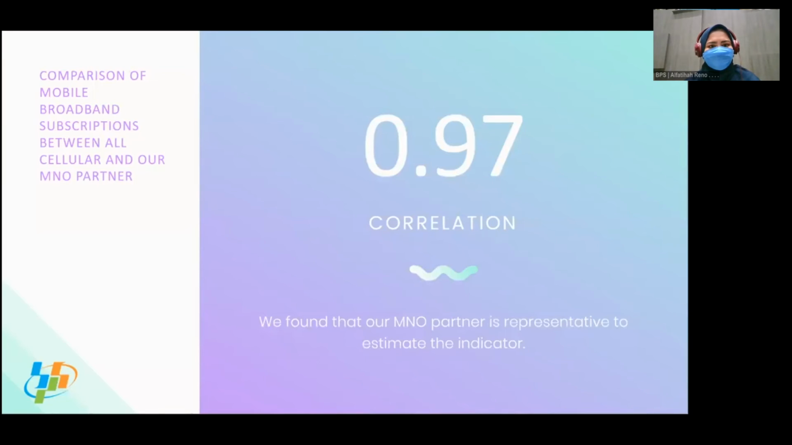However, if in indicator 9 the data obtained is from all operators, for indicator 17 we only use data from one cellular operator. Therefore, we first examine the relationship between the market share of cellular operators that we obtain from MCI and the proportion of subscribers of our MNO partner to all operators that we obtain from our conventional survey, our Susenas. Apparently, the correlation is very high. We get 0.97. We found that our MNO partner is representative to estimate the indicator.